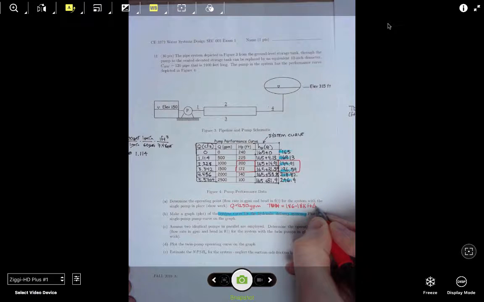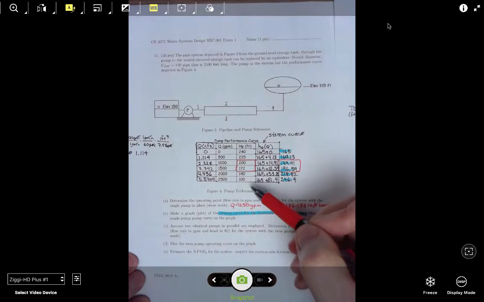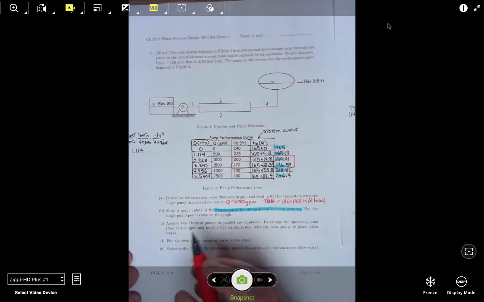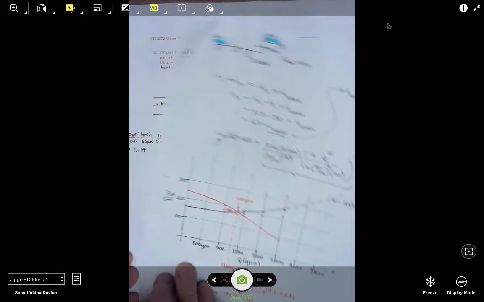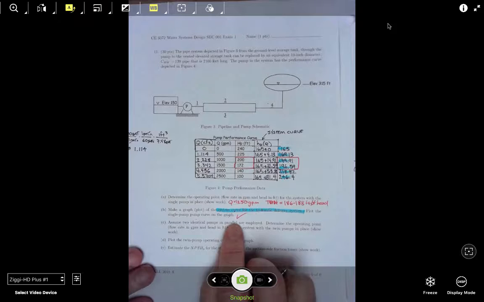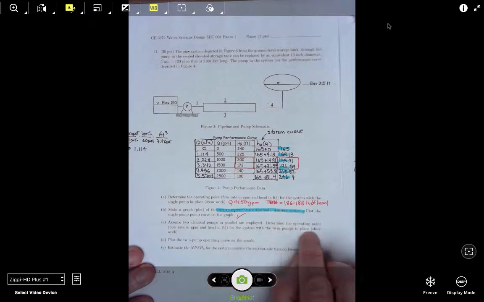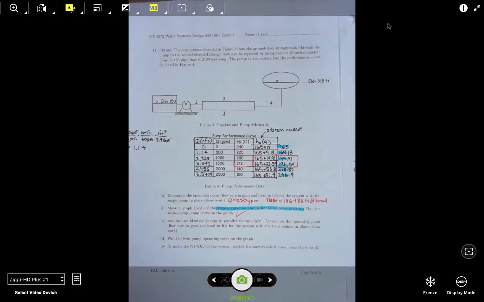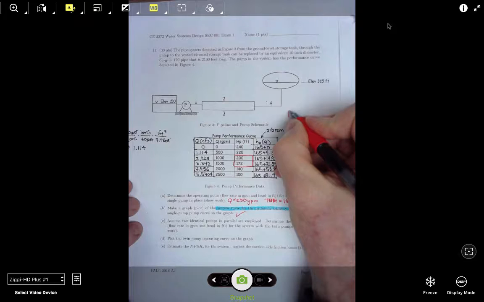Make a graph of the system curve, plot the single pump curve on the graph. That's done right here. Then it says, assume two identical pumps in parallel are employed. Determine the operating point for the system with the twin pumps in place. So what changes here now is, with two pumps in parallel, the flows add at the same added head.